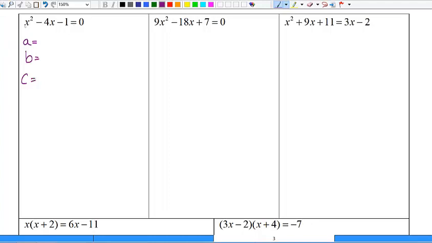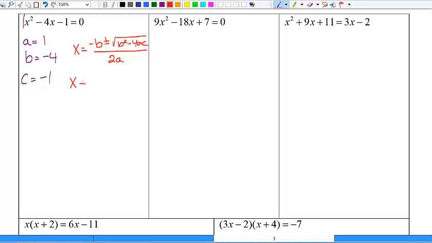So a is equal to the number in front of x squared, which is 1. b is equal to the number in front of the x, which is negative 4. And c is equal to the constant term, which is just negative 1. Step 3 says substitute the values into the quadratic formula. Now, in order to memorize the quadratic formula, one method would be to write it out every single time that you do a problem. And if you write it out every time, then hopefully by the end of your lesson, you'll have it memorized.